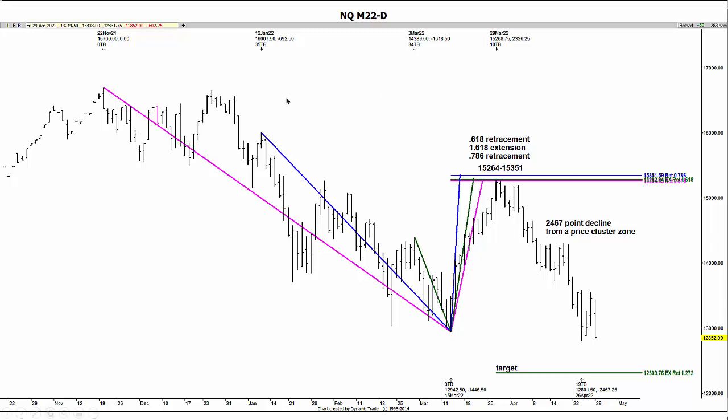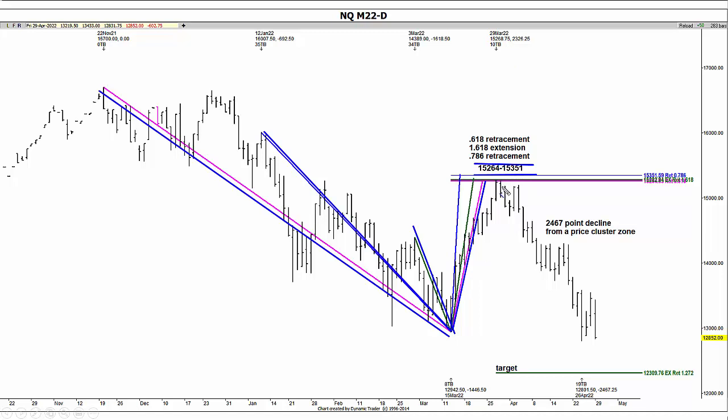Okay, this next example, again, another cluster. This is where I'm looking at a confluence of at least 3 price relationships. We had a 618 retracement of that swing. We had a 786 retracement of this swing, and we had a 1618 extension of this high to low. Came in at 152.64 to 153.51. Okay, the actual high was 152.68, directly within that zone.